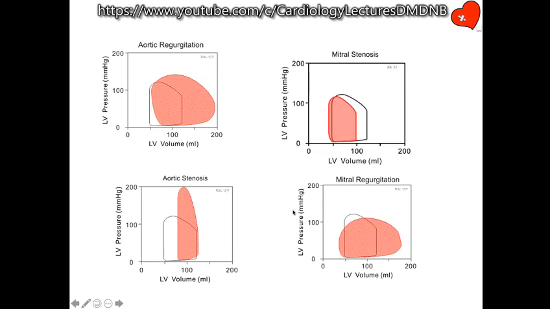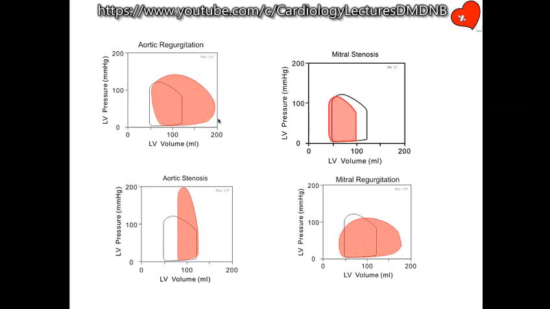So mitral regurgitation I have already shown you. This is the one I have already shown you. Compared to this, look at aortic regurgitation. The area under the curve is very large, much larger than the normal. Again, this is another volume overload. Here also the end diastolic volume is increased and the end systolic volume is also increased a little bit.